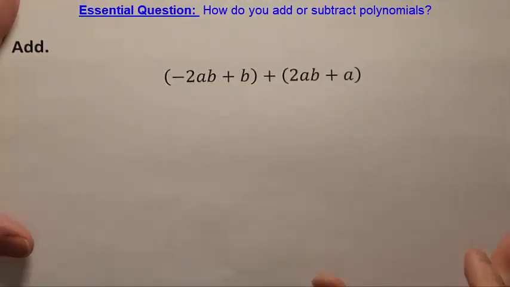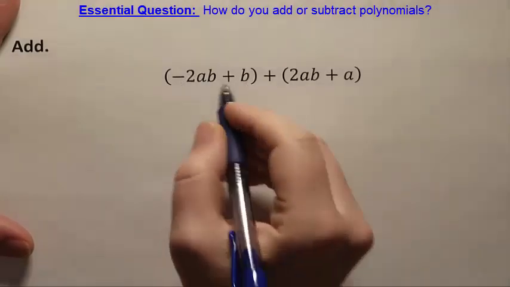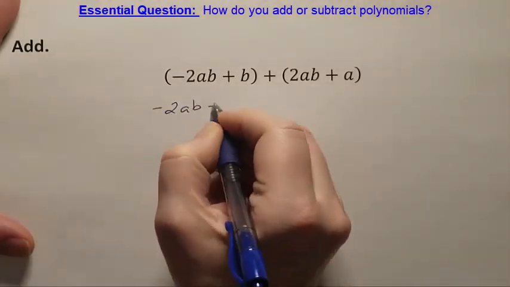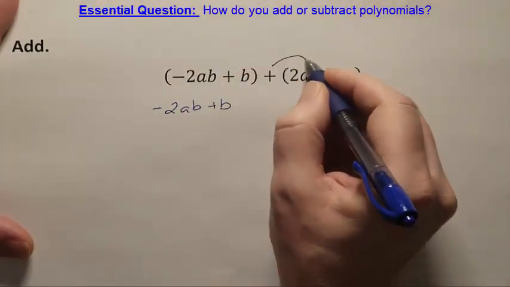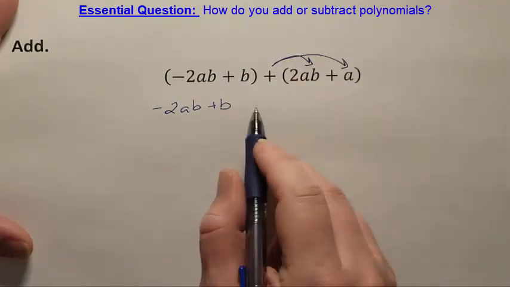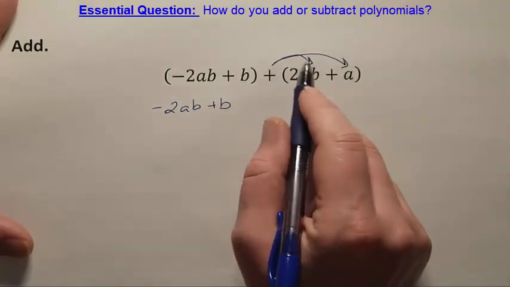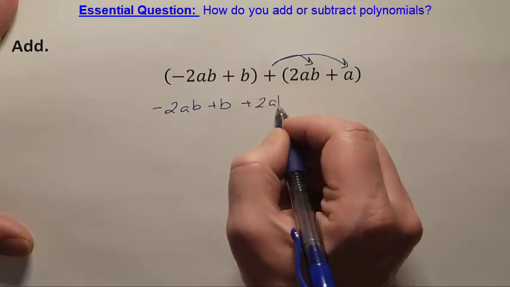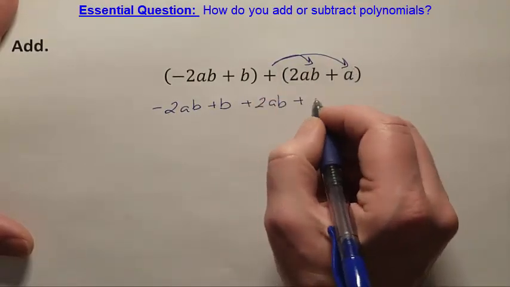So we're going to do another practice problem. I have this entire polynomial, so here is the starting polynomial. And now I'm supposed to add everything that is in the second polynomial, because it tells me to add. So I'm going to add a 2ab, and then I'm going to add a positive ab.